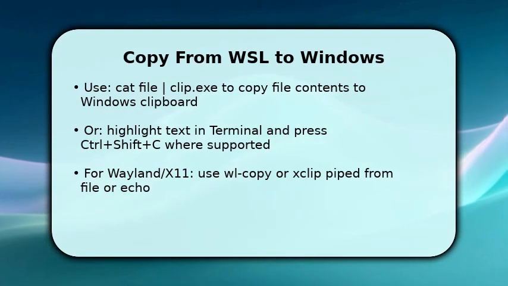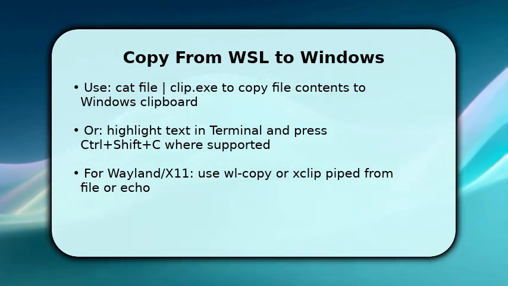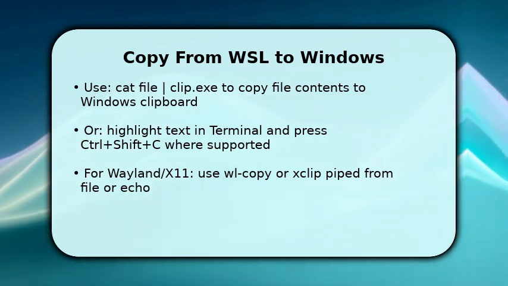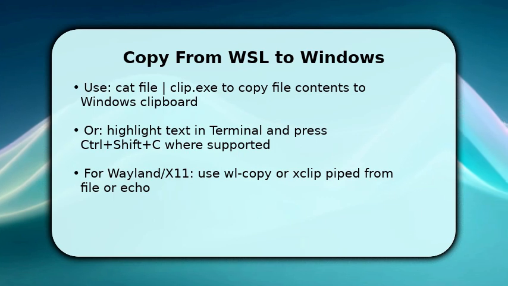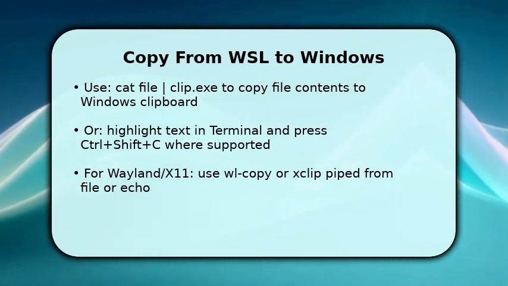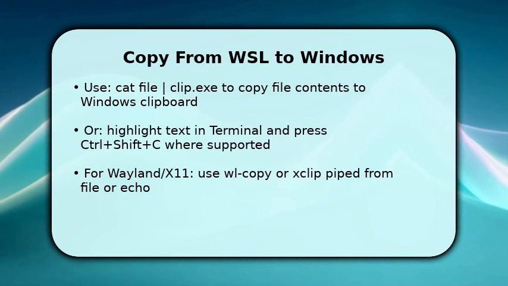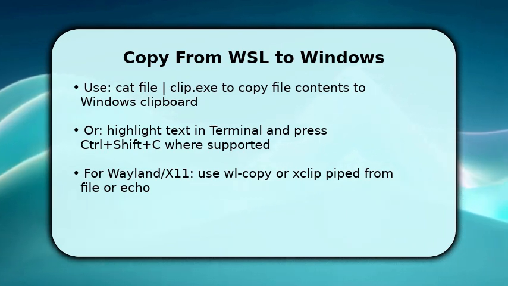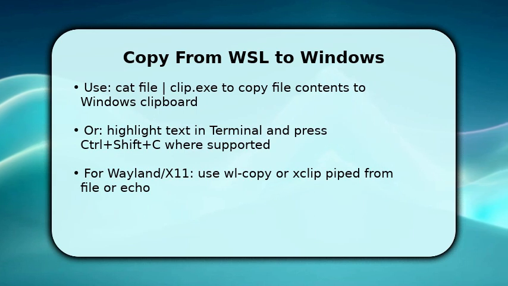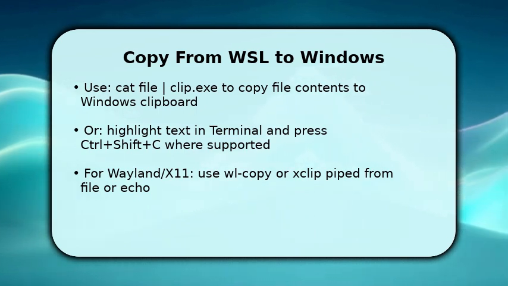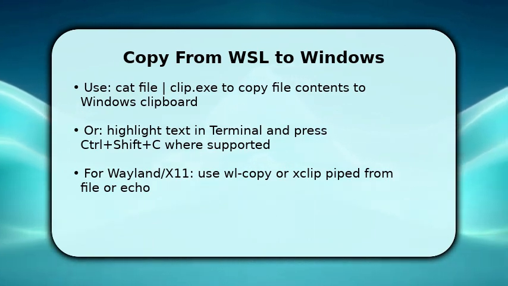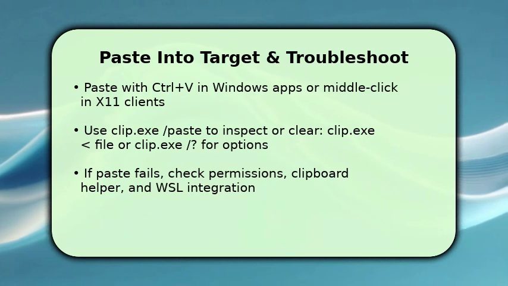You copy content from WSL to Windows using simple commands so the clipboard transfers reliably. For typical setups, run cat file | clip.exe. This pipes file content directly into the Windows clipboard. If your terminal supports selection, highlight text and press Ctrl+Shift+C to copy interactively. For Wayland/X11 environments, use wl-copy or xclip, for example, cat file | wl-copy. Make sure to choose the method matching your distro and display setup so the paste target receives plain text. You finish by pasting into the target app and verifying the result.